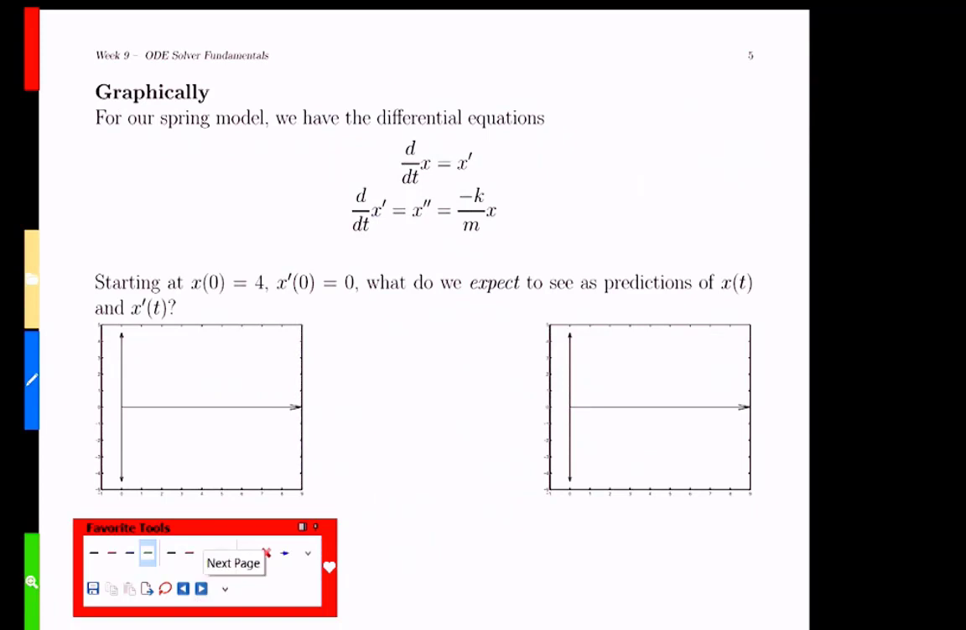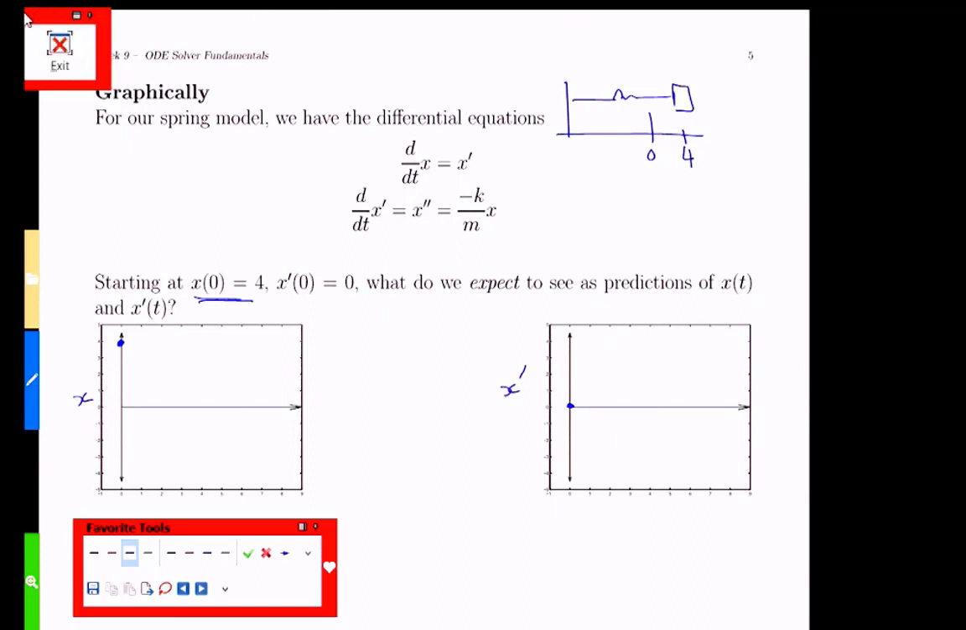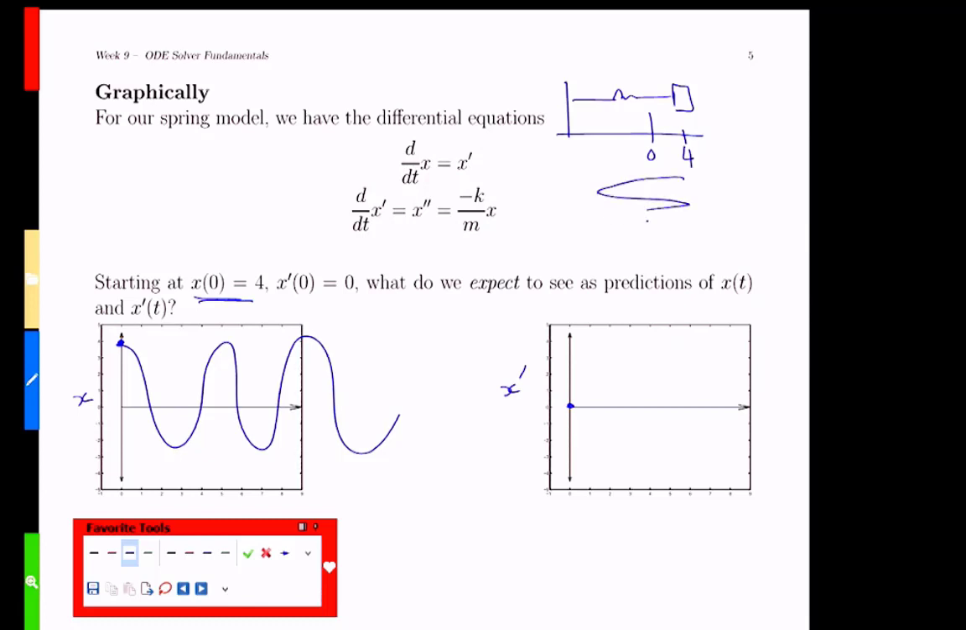All right. So that's what we've got. Next thing, before going to the code, is to say, what do we expect? So if this is our x, and this is our x prime, we start at x equals 4, the initial position is 4, and initial velocity is 0. What are we talking about? We're talking about a spring system here. We've displaced it from the natural position. We've stretched it out so the spring is extended to 4. What do we expect this graph to look like? We expect the spring to oscillate back and forth.